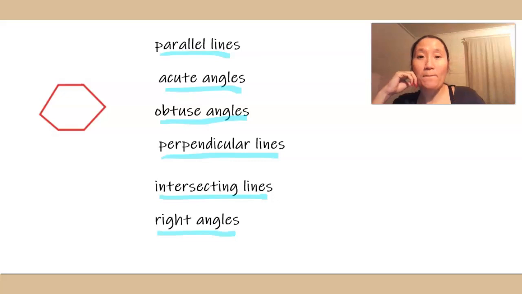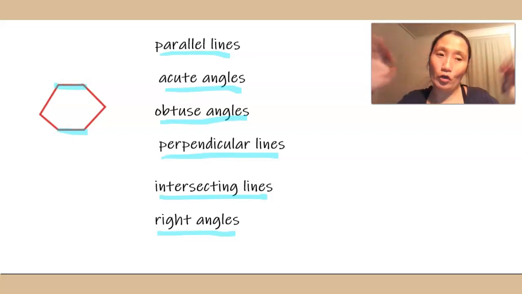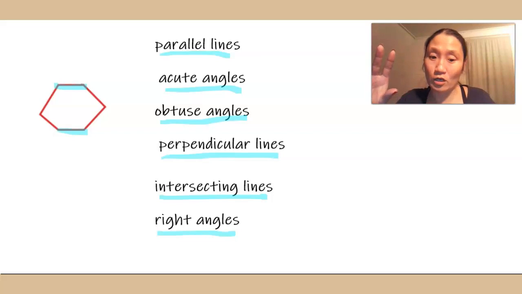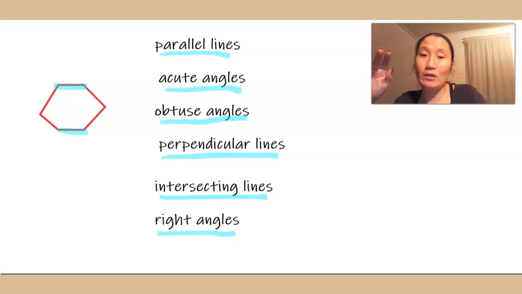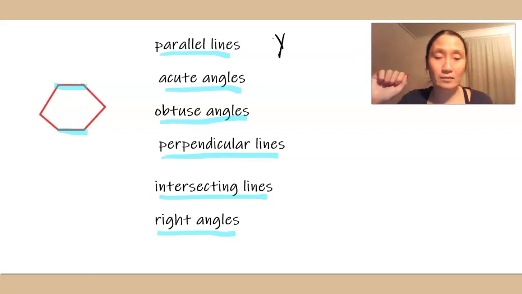Okay, so parallel lines, let's look. Yes, it actually has a couple of parallel lines perhaps. So I am going to say right now that these two lines right here, these are parallel. If I take them and make them longer, at this point they are not going to cross each other. So I can mark here that yes, they have parallel lines.